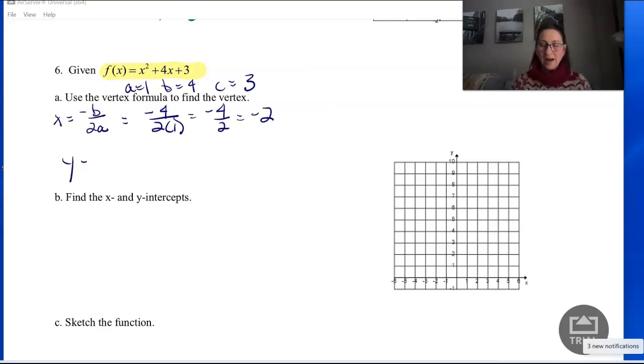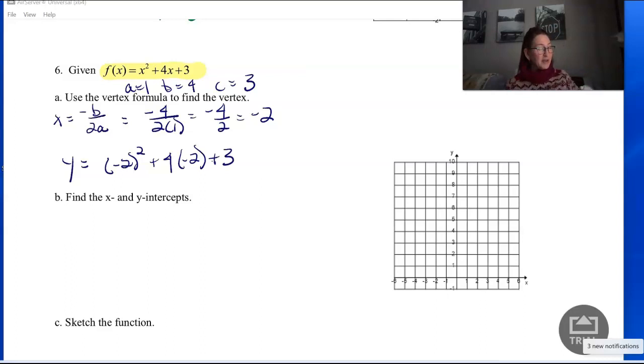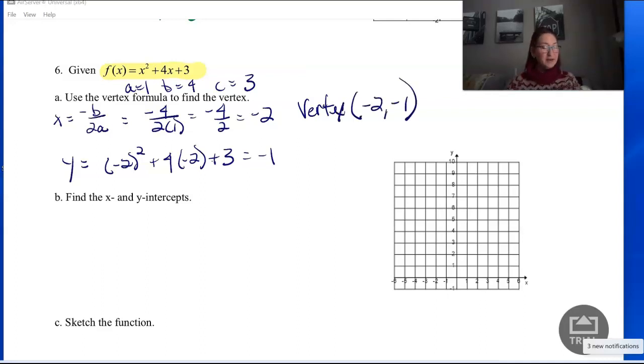To find our y, we just plug it in. So that's going to be negative 2 squared plus 4 times negative 2 plus 3. Okay, and so that is all going to add up to negative 1. So my vertex is negative 2, negative 1.